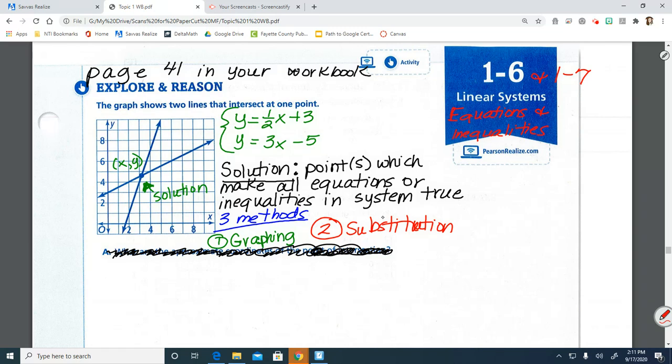The second method of solving a system that you've probably done in the past is called substitution. Substitution is when you sub one equation in for another. And then the third method is called elimination. And we'll review substitution and elimination in just a minute.